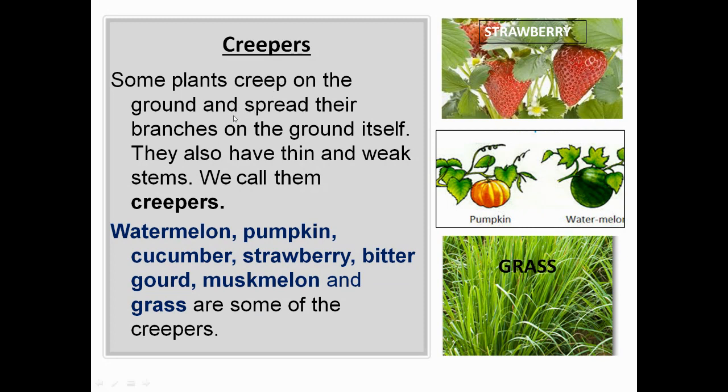So what are they doing? They spread their branches on the ground itself. They also have thin and weak stems. We call them creepers. Watermelon, pumpkin, cucumber, strawberry, bitter gourd, muskmelon, and grass are some examples of creepers. Look at the picture: strawberry, pumpkin, watermelon, grass.